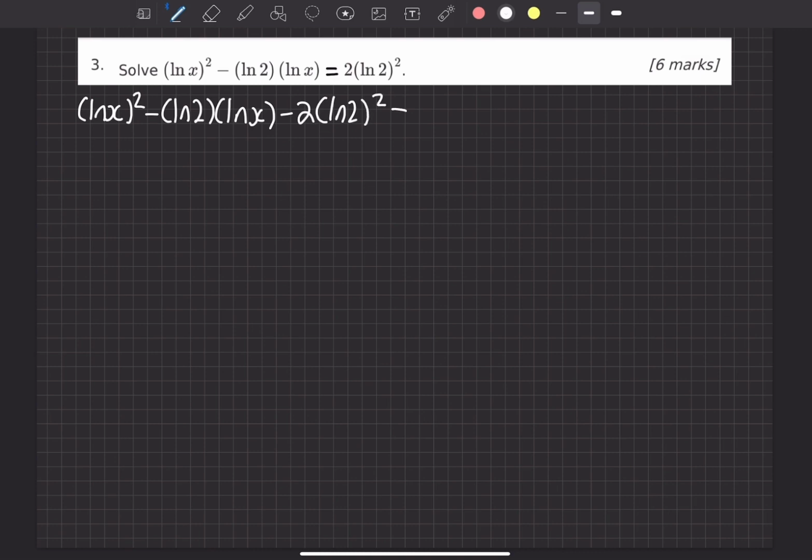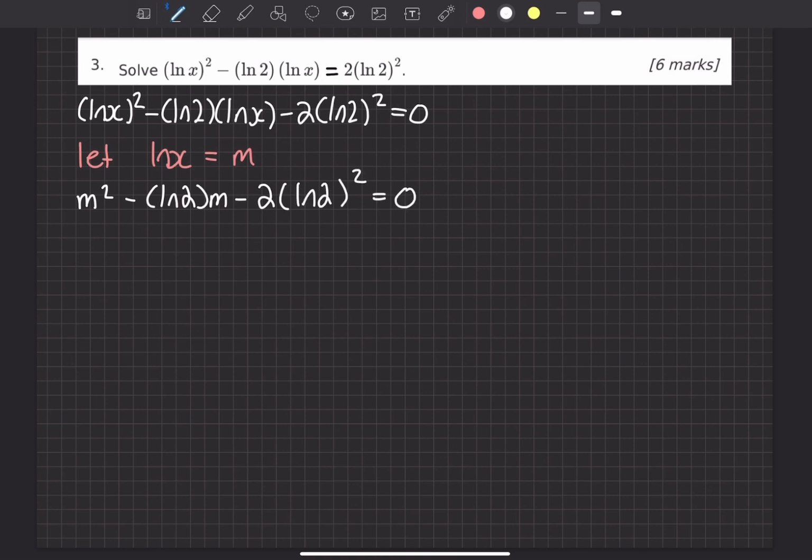right? And now we have our quadratic in disguise, so to say, where if we change this and this to another term, we'll have a nice quadratic. So let's let ln of x equal, let's say m, right? So now we have m squared minus ln of 2 times m minus 2 ln of 2 squared equals 0.